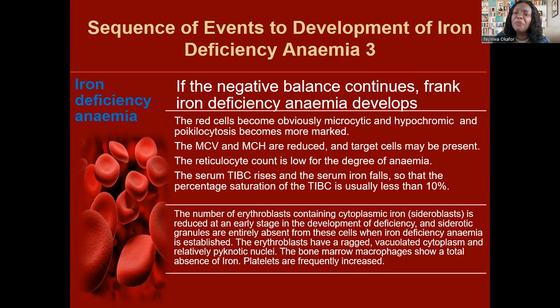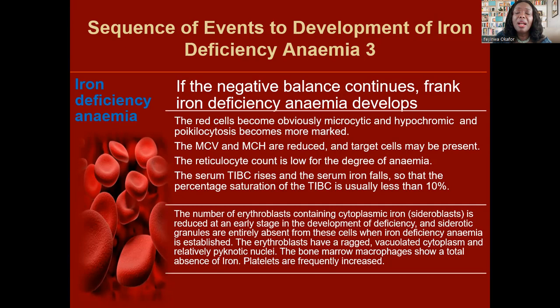But at the level of development of iron deficiency anemia proper, everything becomes grossly abnormal. The bone marrow macrophages lack iron. Ferritin lacks iron, that is in hepatocytes. And then MCV, MCH is low, below normal. Serum iron is reduced. The cells become hypochromic, microcytic. You have poikilocytes everywhere. You have target cells everywhere. That shows you that hemoglobin is obviously reduced.